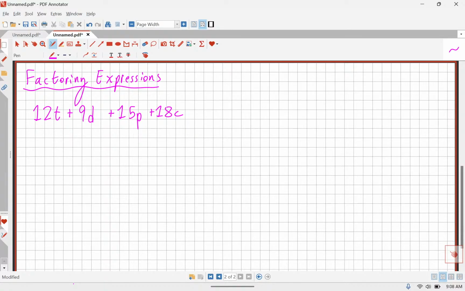Let's see here. Tommy, how many packages of toilet paper are there in the box? 4T. How many diapers? Plus 3 diapers. Keep it going. 5P. 6C.